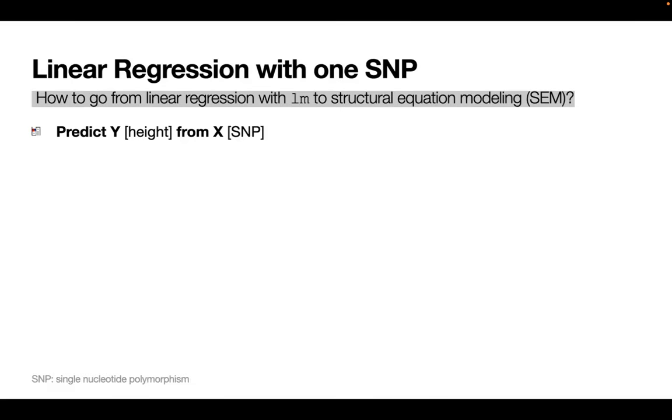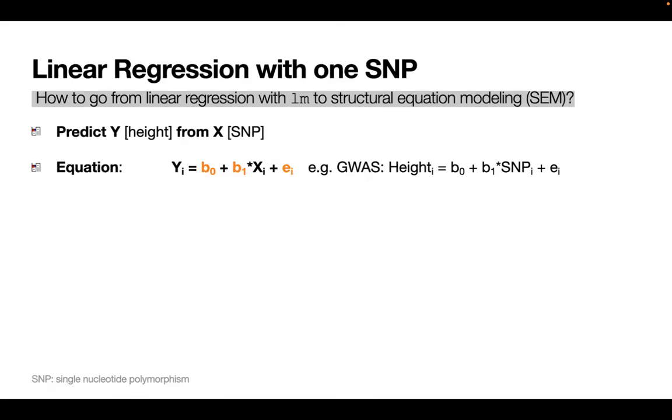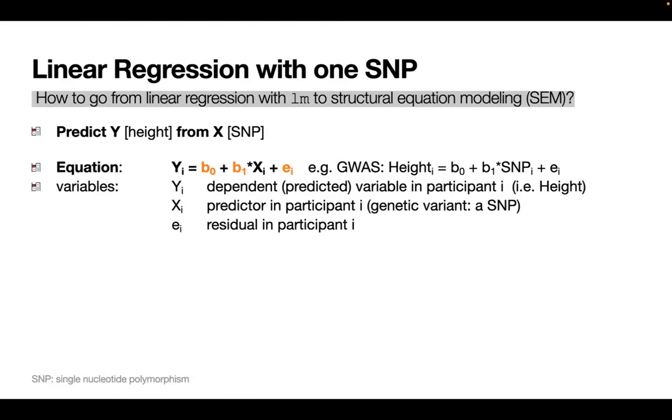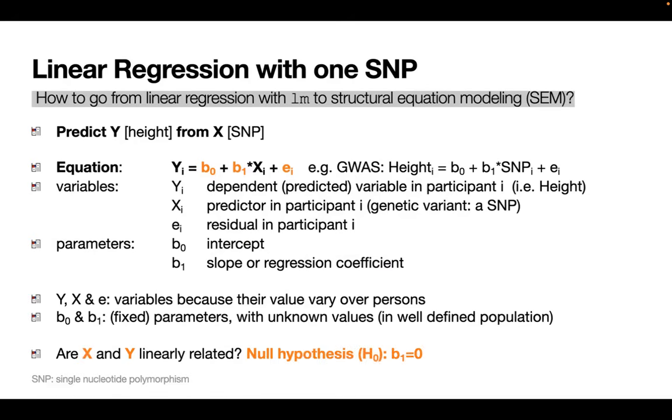I assume you're all pretty familiar with a simple linear regression where we predict, for example, height from a SNP, or y from x, using this simple equation, where y is the dependent variable in participant i, x the predictor in participant i, and e the residual. And we're interested in the parameters b0, the intercept, as well as in b1, the slope or the regression coefficient. Trying to address the question, are x and y linearly related, where the null hypothesis is that the b1 parameter is equal to 0.